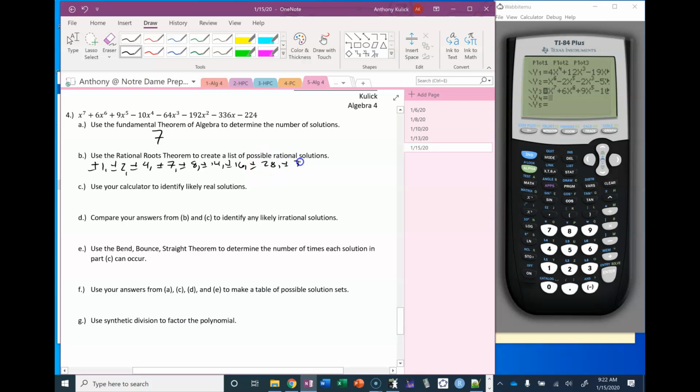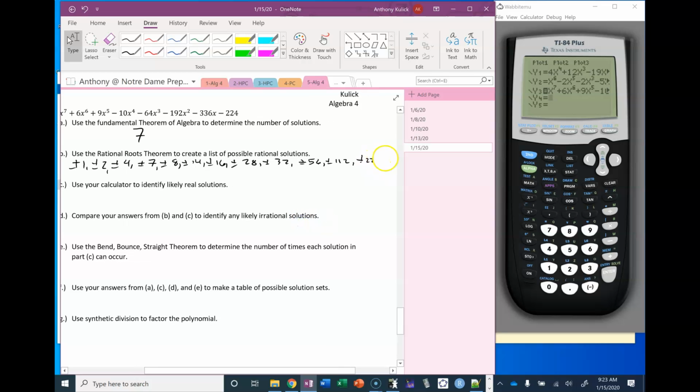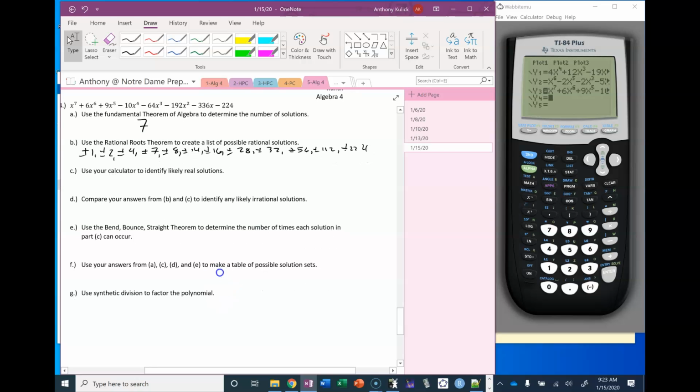28, 32, and then 56. Oops, forgot my plus or minus there. And then 112, and then 224, I think. I think I got them all. It's like the Pokemons, you got to catch them all.